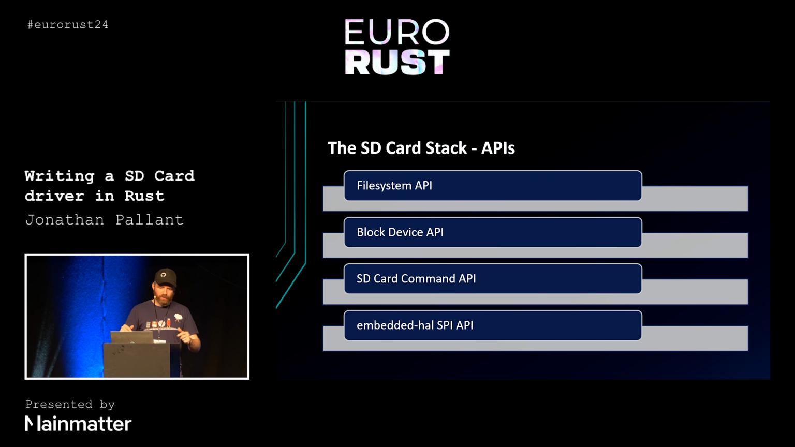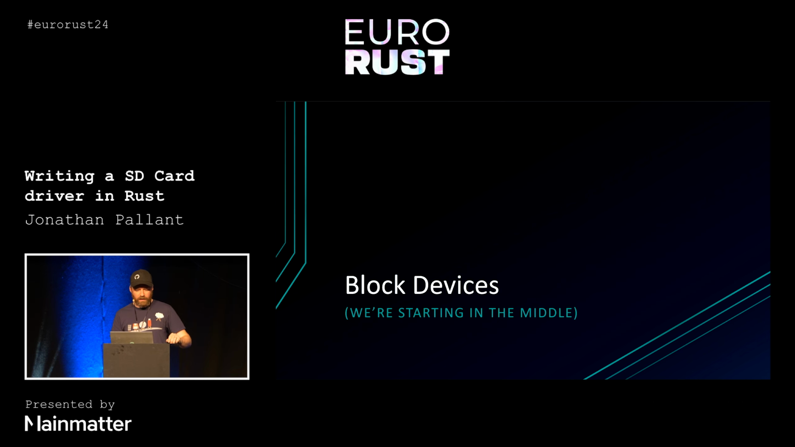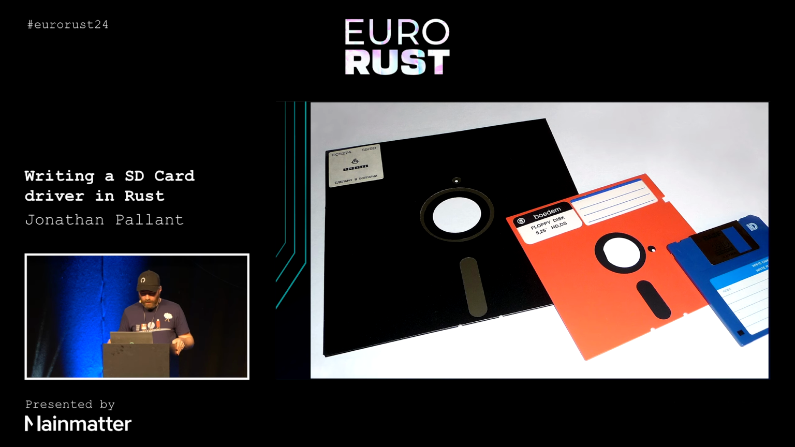And so you might call these the file system API, the block device API, the command API, and then at the bottom level, we're going to talk about the embedded-hal and how that provides a consistent interface for talking to SPI devices, regardless of the kind of microcontroller you've got. And to talk about these, I'm going to start arbitrarily in the middle, and we're going to start talking about block devices. The history of the block is really interesting to me.